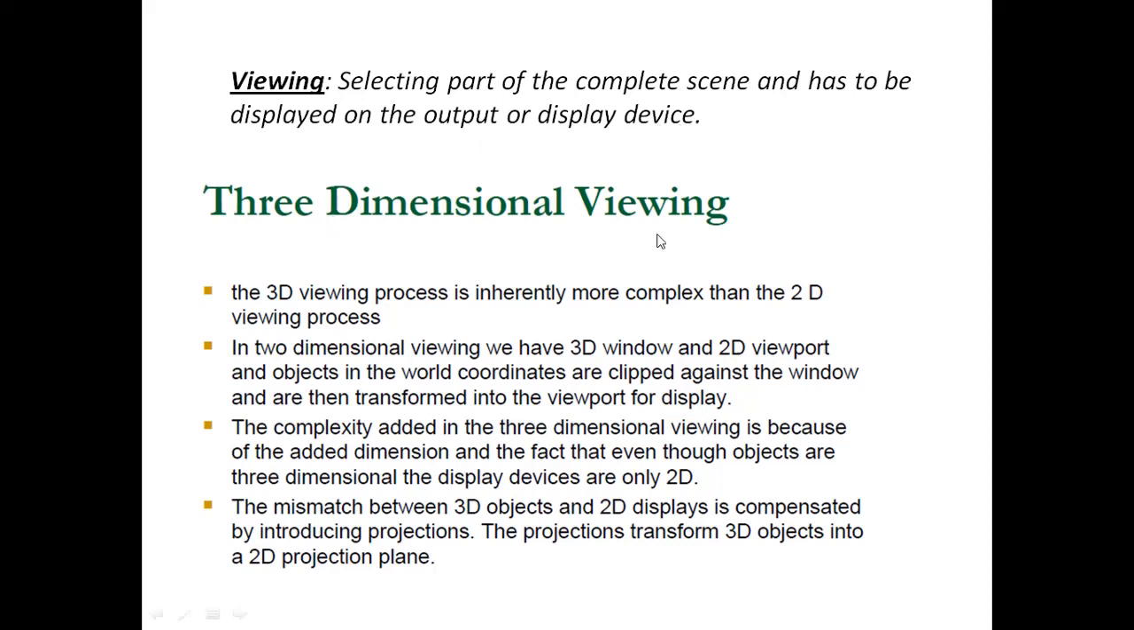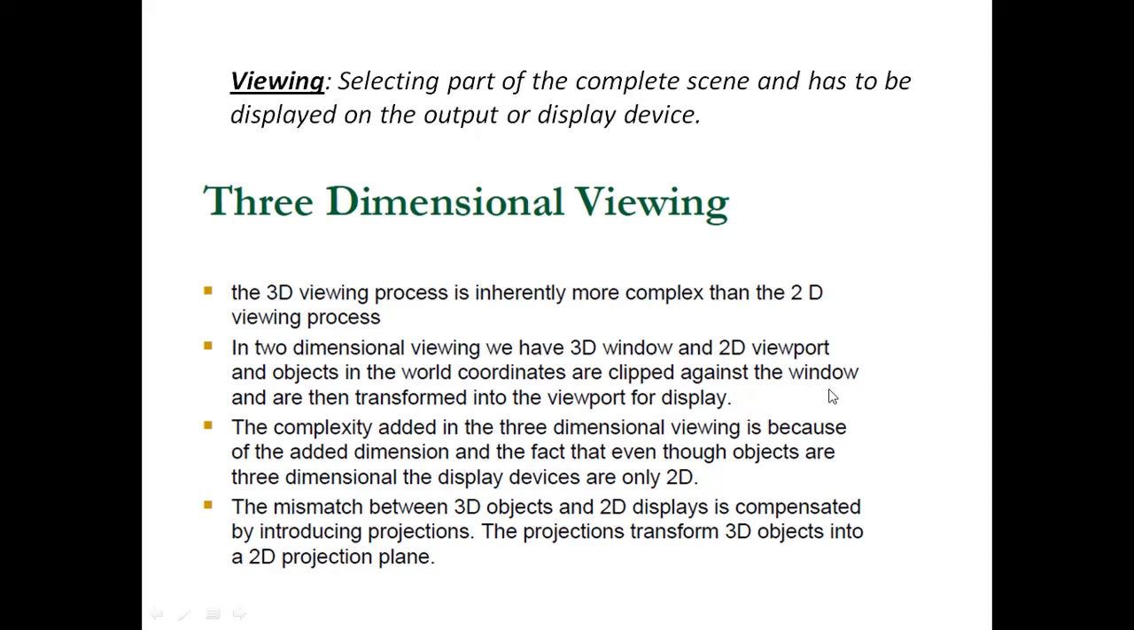Three-dimensional viewing. The 3D viewing process is inherently more complex than the 2D viewing process. When compared to 2D viewing, 3D viewing is always considered the complex process, because in 2D viewing the objects are 2D and the display devices are also 2D, where the world coordinates are clipped against the window and those window coordinates are translated to the viewport for the display.